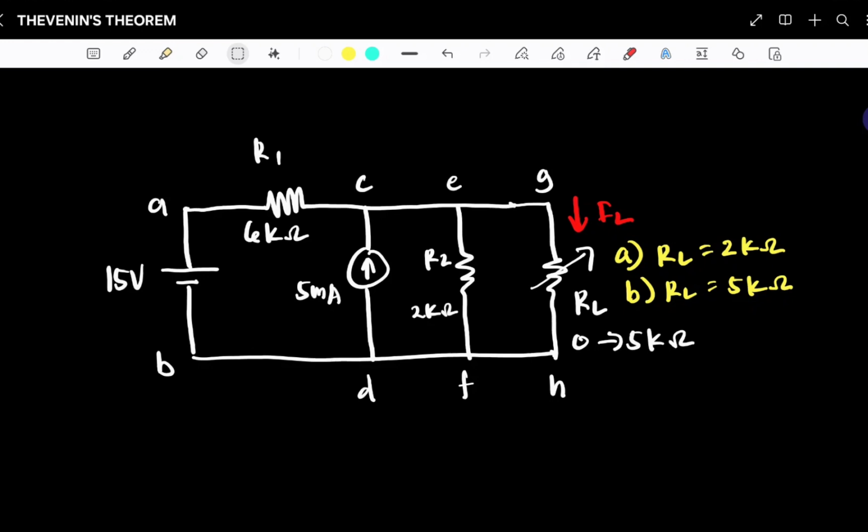Our goal is to find the current through the load resistor if the value of the resistor is A, 2 kilo ohms and B, 5 kilo ohms using Thevenin's theorem. So in order to solve this, first, we remove the load resistor and focus on finding the Thevenin equivalent circuit across the open terminals G and H.